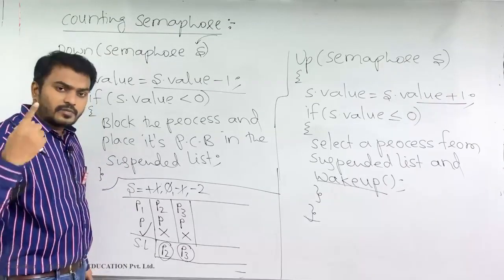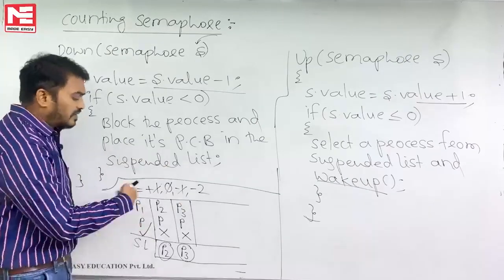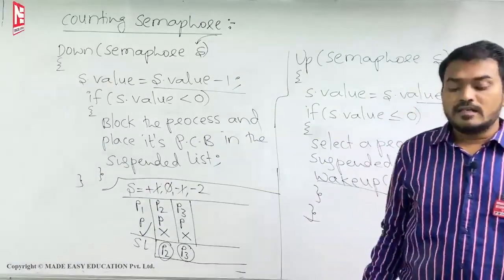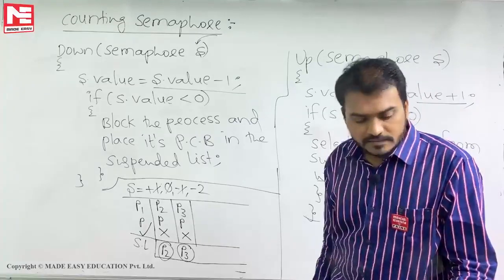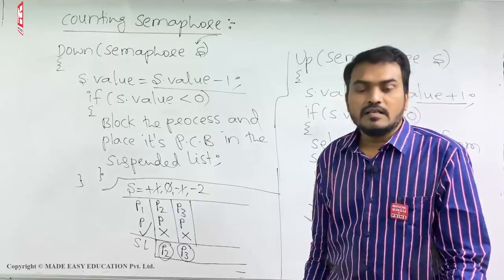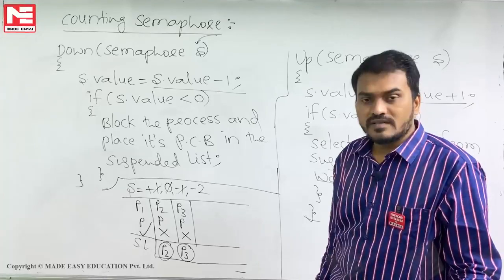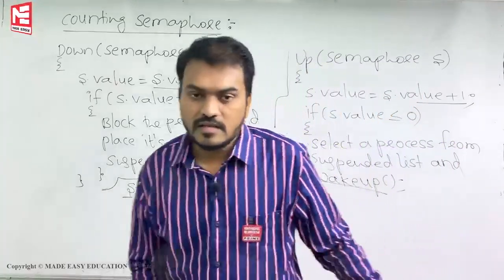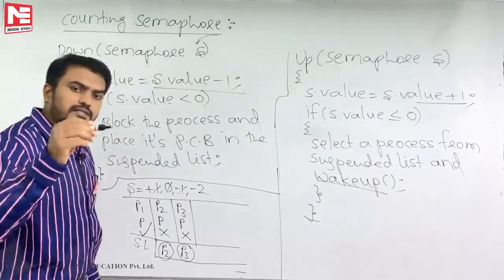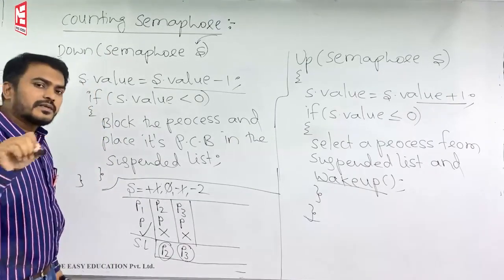First write the statement that I am saying. Keep it as a note. Note down the statement, and afterwards you copy this example. Negative value of the counting semaphore indicates the number of processes blocked, or in braces, write in the suspended list.